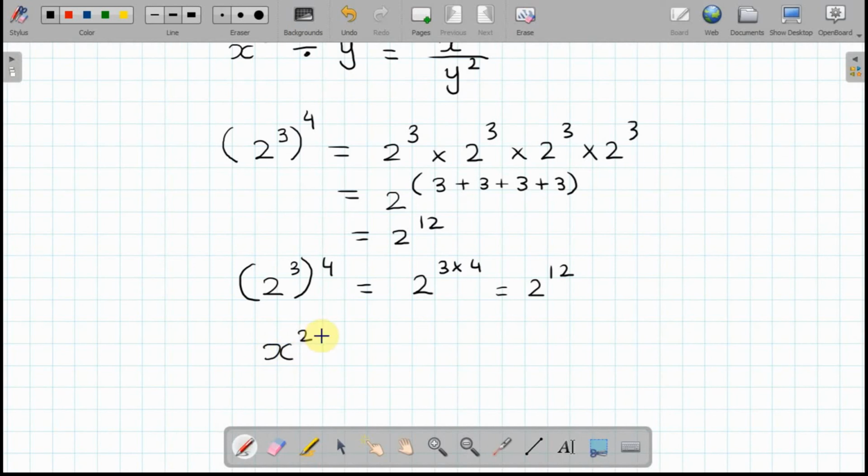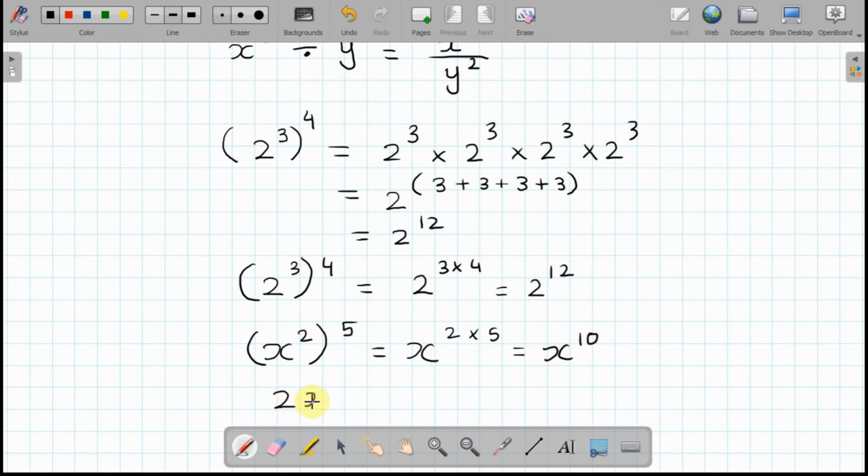x squared to the power 5. In this case, instead of writing x squared times x squared times x squared times x squared times x squared, you can just do x to the power 2 times 5, which is x to the power 10.